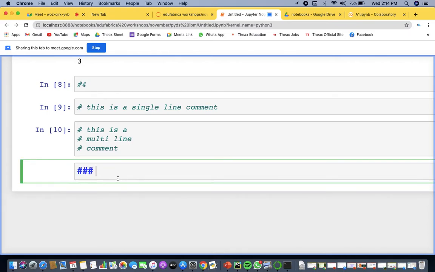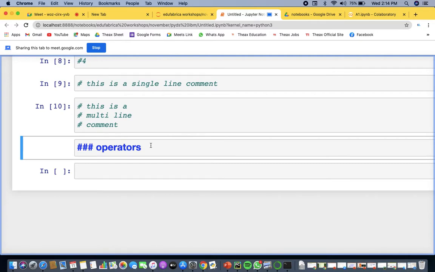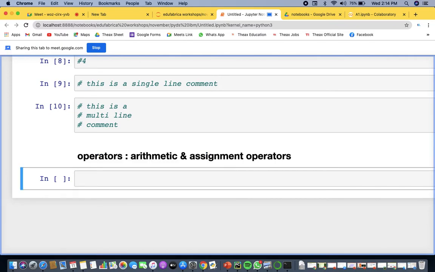Let's move on to operators. Today we are going to see assignment operators and arithmetic operators. Okay, all right. So let's see that, arithmetic and assignment operators.